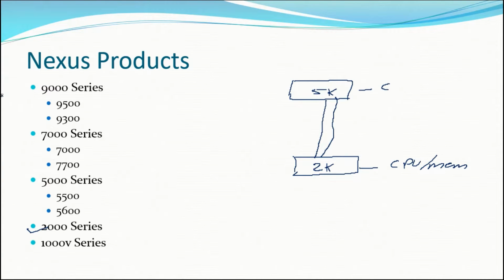Yes, so let me create a sample topology for you. For example, this 2000 series switch is going to connect to one upstream switch, that may be your 5K. This is your 2K switch. This switch does not have a CPU built in, no memory. As soon as we connect this switch to the upstream switch, it has the CPU and memory, everything. It has the intelligence mechanism. Whenever we want to connect any server to this 2K switch.